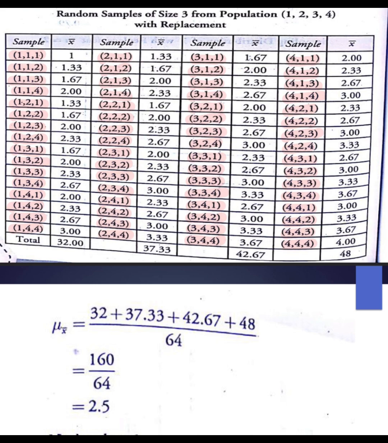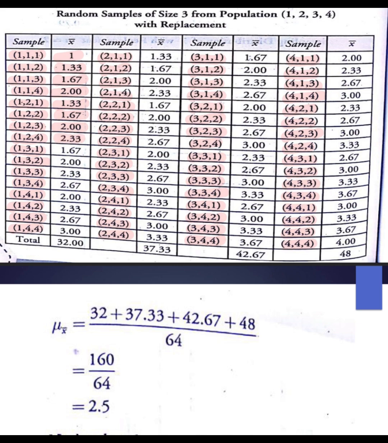Next is to get the sample mean of these samples. So we have 1 plus 1 plus 1 divided by 3 equals 1. 1 plus 1 plus 2 divided by 3 is equal to 1.33. 1 plus 1 plus 3 divided by 3 is 1.67. 1 plus 1 plus 4 divided by 3 is 2.00. 1 plus 2 plus 1 divided by 3 is 1.33. 1 plus 2 plus 2 divided by 3 is 1.67. 1 plus 2 plus 3 divided by 3 is 2.00. 1 plus 2 plus 4 divided by 3 is 2.33.